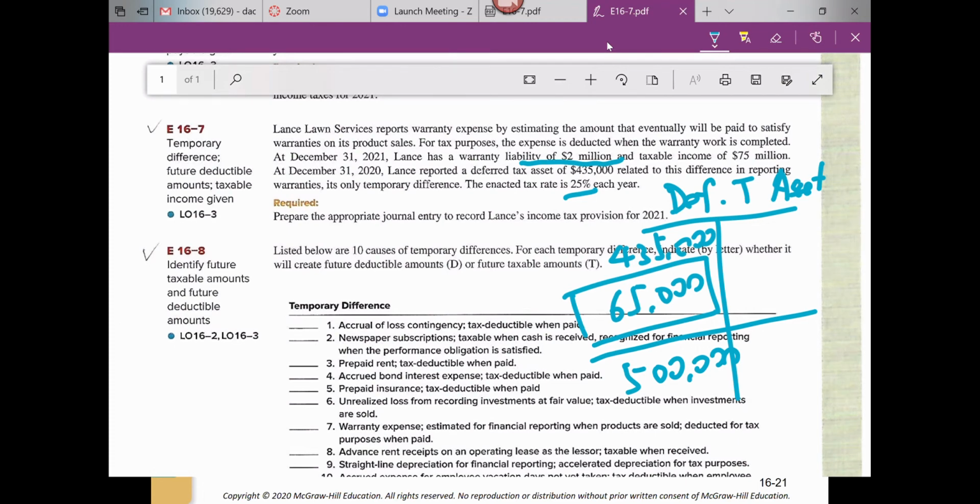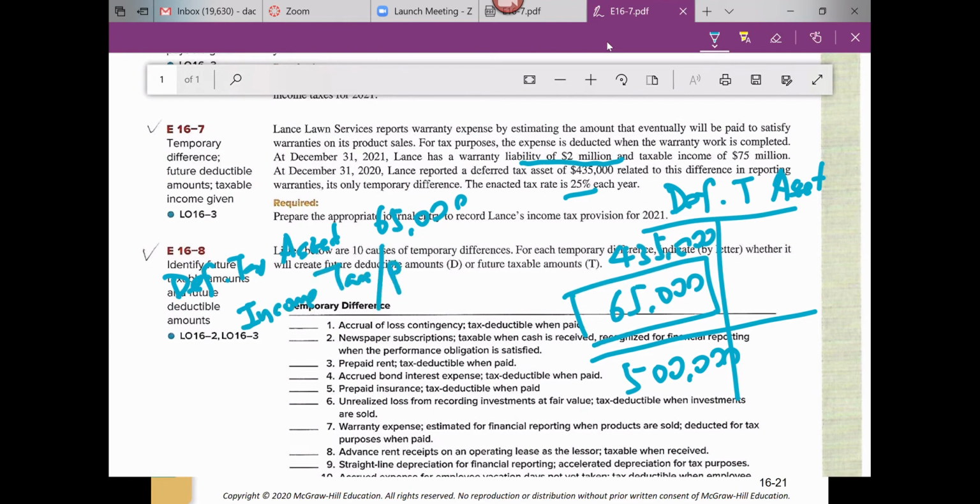Now let's write the journal together. Okay, so we need to debit deferred tax assets, right? So it's a debit. This is a journal with debit deferred tax assets for $65,000, right? And then we should credit the income tax payable, right? Income tax payable for how much?